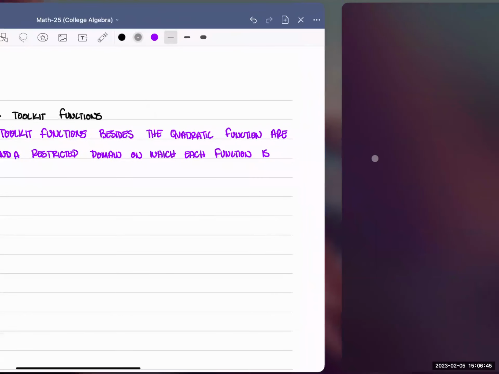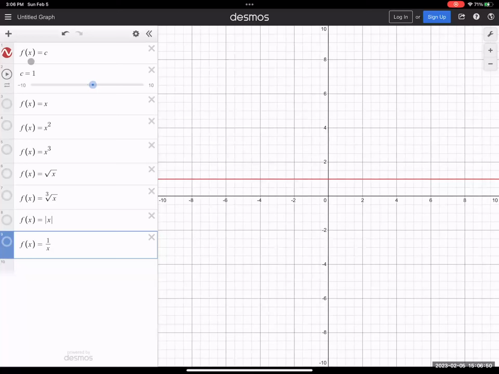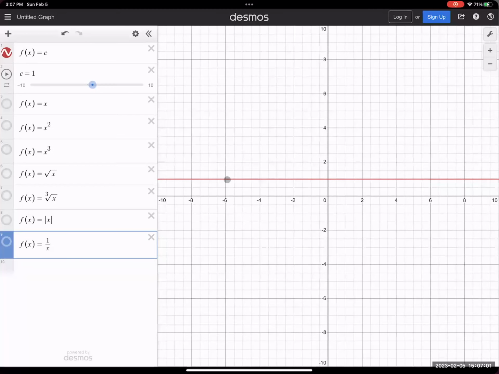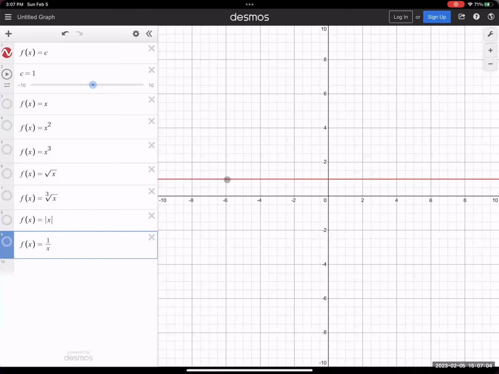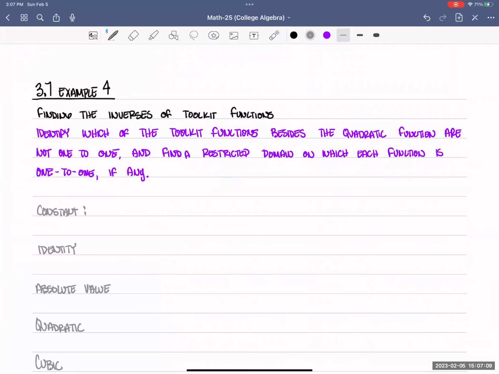So the constant function here. A constant function is just going to be our function at a specific point. Notice that the only way we could restrict this is if we only have one point, but that doesn't really make much sense. So it's not one-to-one, and we cannot restrict.